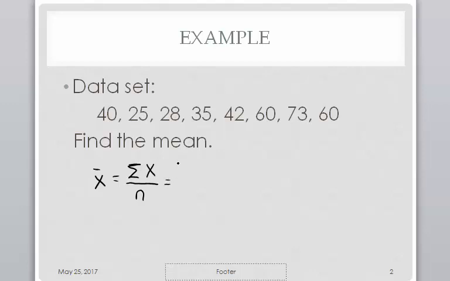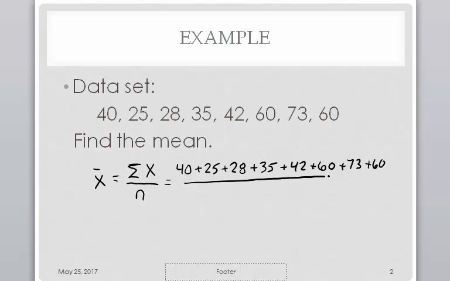In our calculator, we want to add 40 and 25 and 28, 35, 42, 60, 73, and 60. When we add those values together, we have a sum of 363.